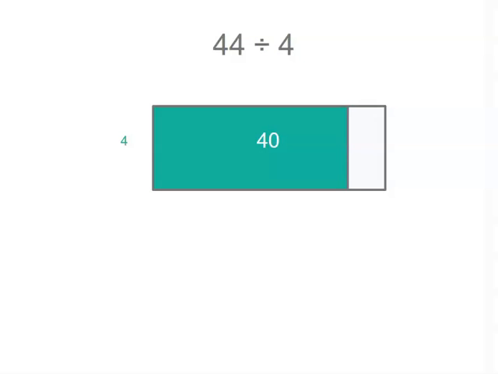We know that 4 multiplied by 10 gives me 40. So the area of that rectangle is 40. And therefore, the area of that rectangle must be 4. 4 times 1 equals 4. So I now know that 10 plus 1 equals 11. So 4 times 11 equals 44. I know that 44 divided by 4 must be 11.